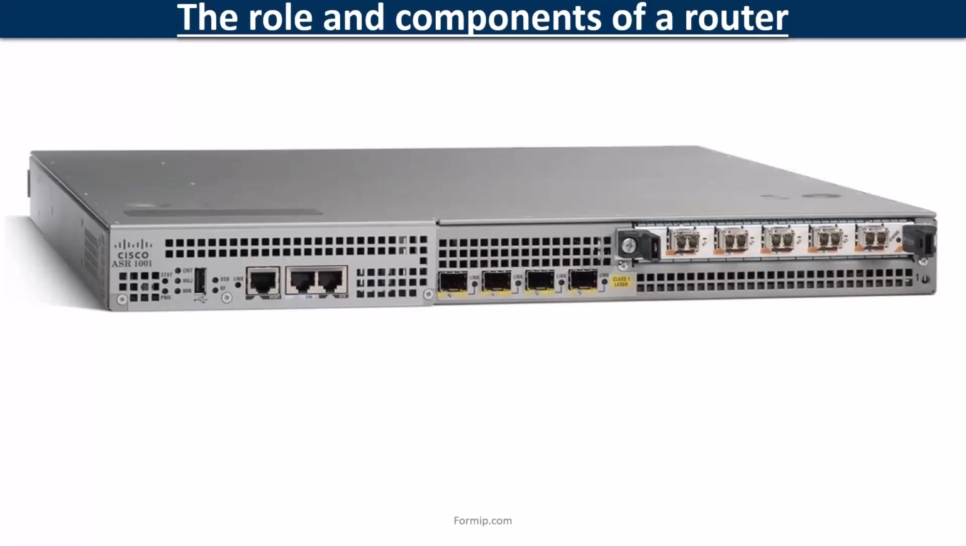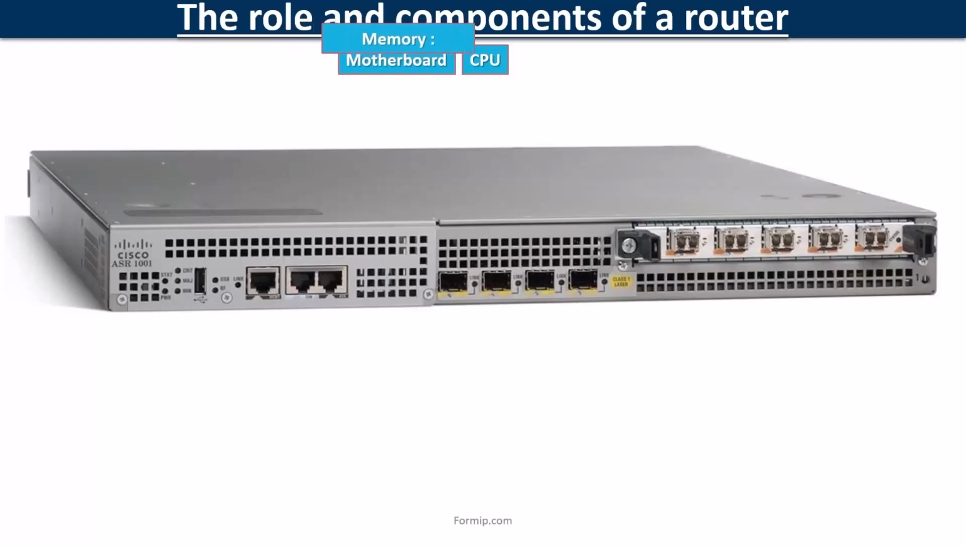Components of a router include the motherboard. It is the central board, which contains the critical components of the system. It provides connections to other devices and interfaces. We've got the processor. This is the chip that is installed on the motherboard and performs the instructions.